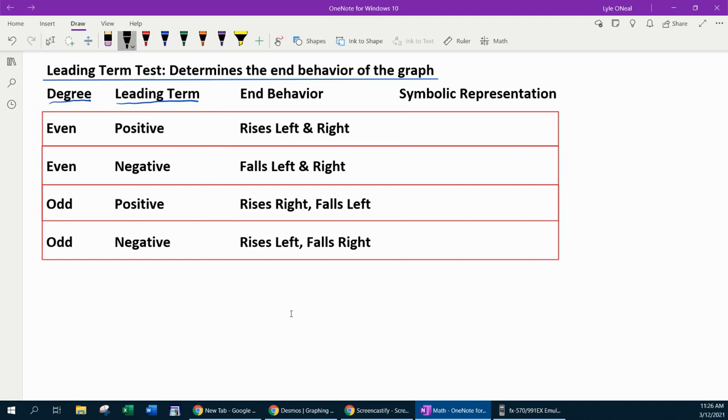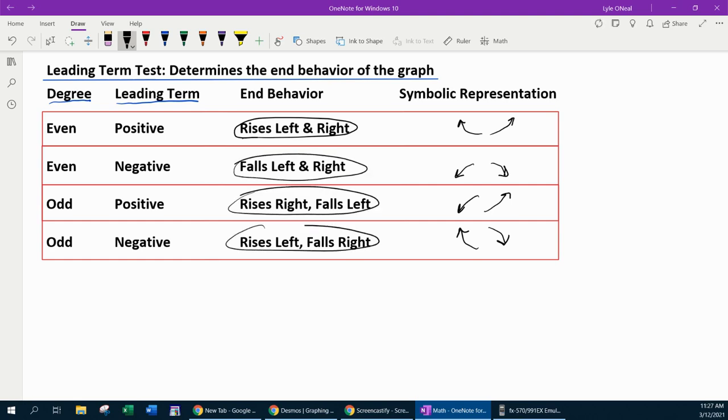Now, the symbolic representation, what you can do, instead of having to write the words rises left and right, you can just simply make symbols like this: rises left and right, falls left and right, rises right, falls left, rises left, falls right. You can also use this notation to indicate the end behavior of your graph.